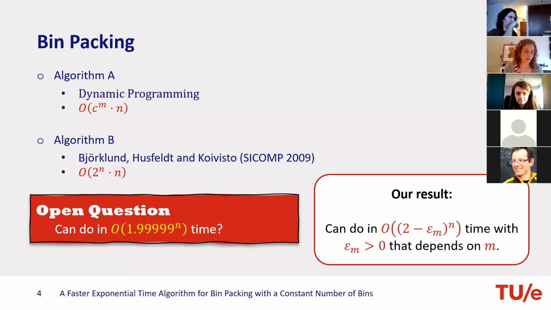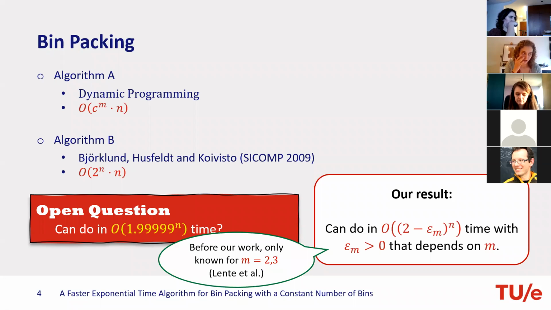Our result is the following. We can do something faster, so 2 minus epsilon_m to the power n, with epsilon_m being something positive that depends on m. So for each constant number of bins, we can actually do something faster. But this epsilon_m is small, so that's just something to notice. Is this entirely new? Well, quite, because before it was only known for 2 bins or 3 bins.